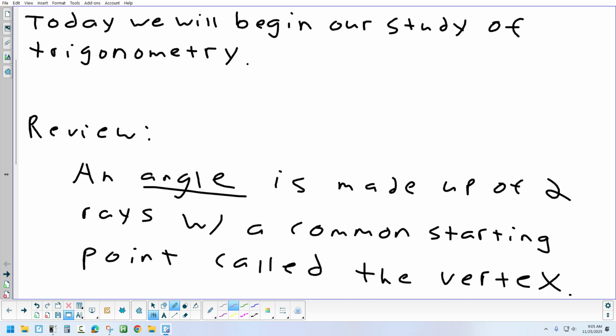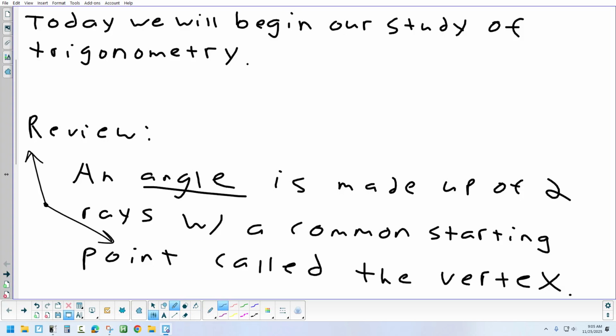All right, so what is an angle? When you are defining an angle all by itself, and it's not part of a shape, an angle is made up of two rays that have a starting point in common called the vertex. So here's a vertex. Here's a ray. There's another ray. And now I've just drawn an angle. So that's generally how you sketch an angle when it's by itself.